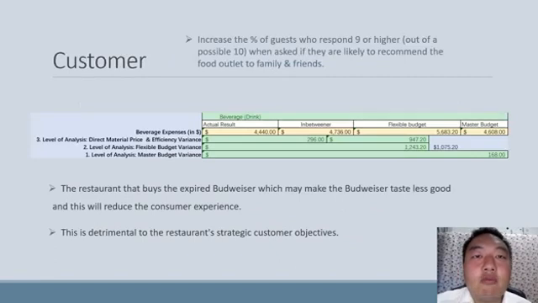By analyzing the reasons for the differences in food and drinks, there are differences in the price and efficiency of the restaurant's drinks. The restaurant buys expired Budweiser, which makes the Budweiser taste less good, and that will reduce the customer experience. That is detrimental to the restaurant's strategic customer objective.